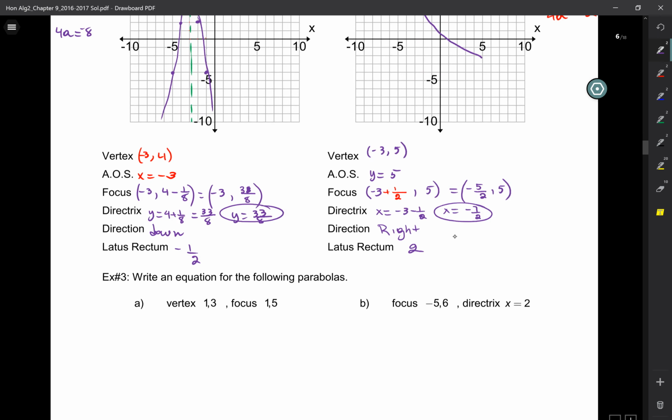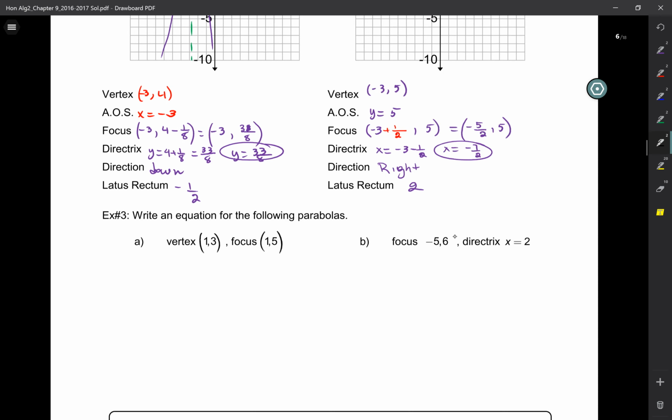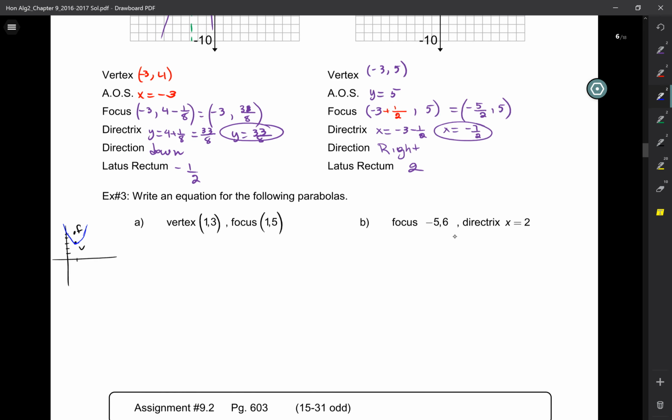All right. So this stuff is to write an equation. Okay, so what I do with these is I always do a little sketch for myself just to see how it looks. Okay, so the vertex is at 1 comma 3. That's the vertex. And the focus is at 1 comma 5. So how does this parabola look? Facing up, down, right, left. What do you think? Up. Right? Because the focus has to be in the middle, like inside.